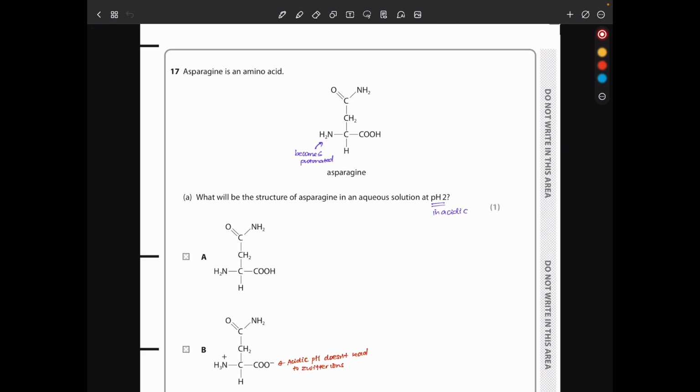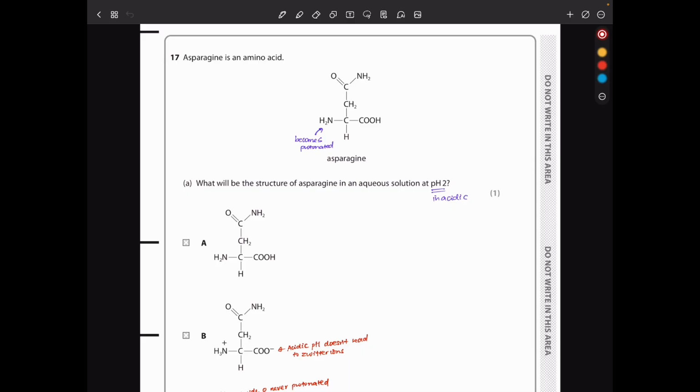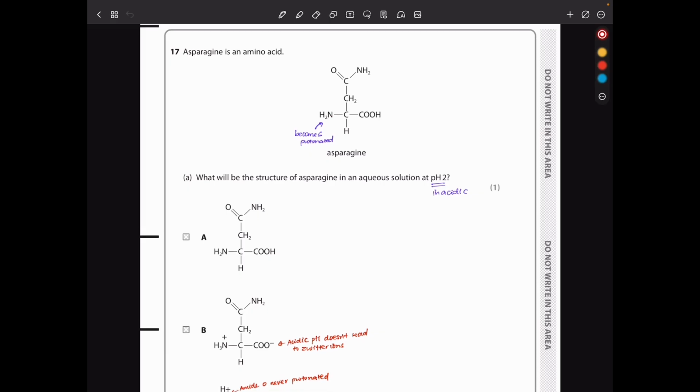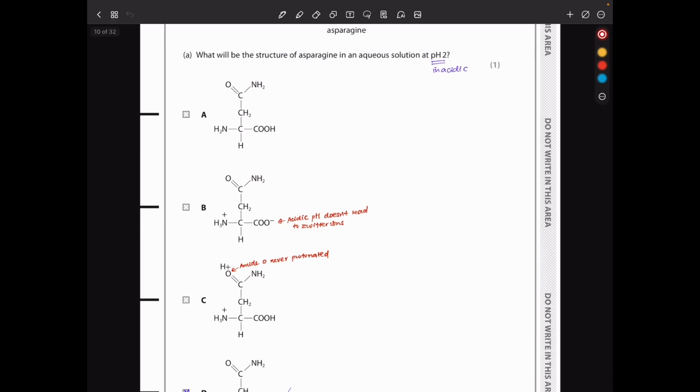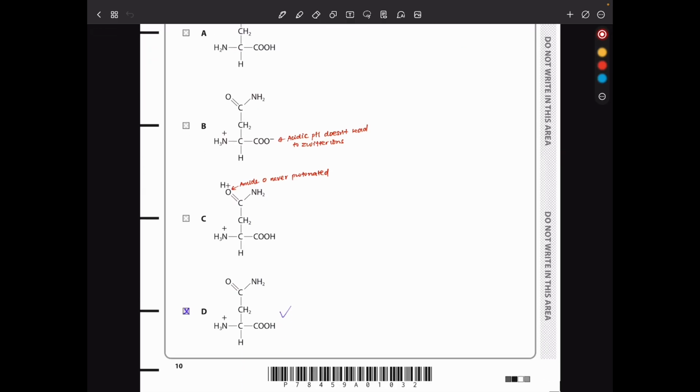In question 17, asparagine is an amino acid, like we see here. They say what would be the structure of asparagine in an aqueous solution at pH 2? pH 2 is acidic, so the hydrogen from the dissociation of the acid is going to receive this lone pair on nitrogen, producing NH3. So the structure I got is this one here, structure D.